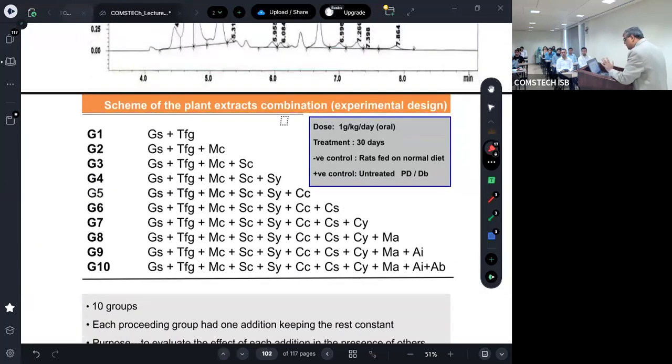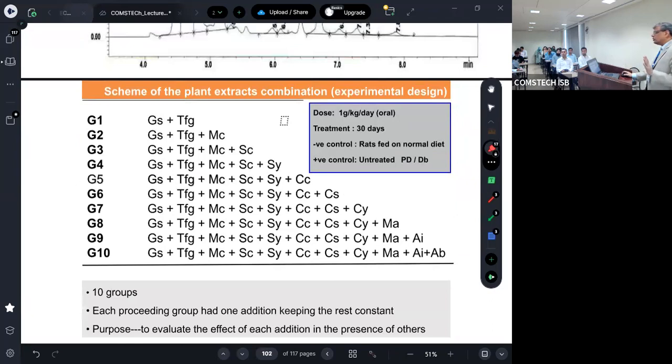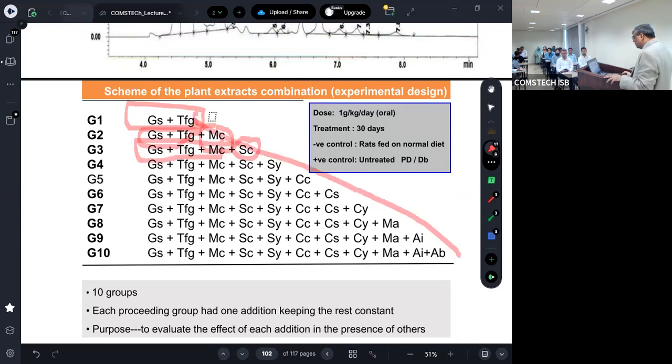With this, we made different combinations. Initially two compounds, that is group 1. Then for group 2, group 1 is constant and we add one more. For group 3, group 2 is constant and we add one more. In this way we make the groups, and every group is tested at 1 gram per kg per day.